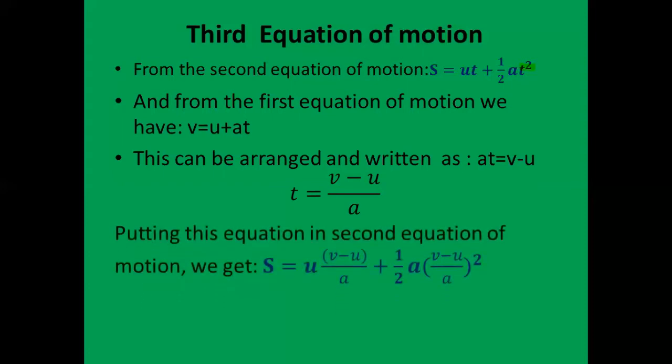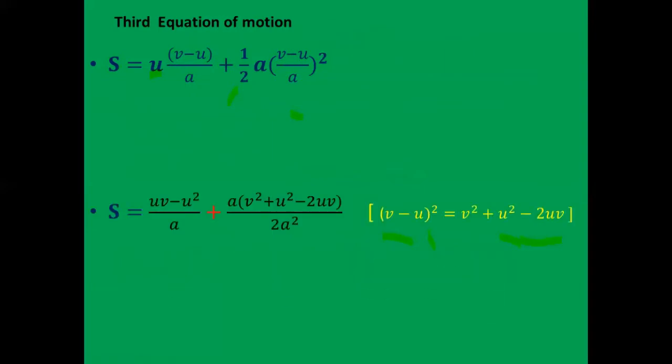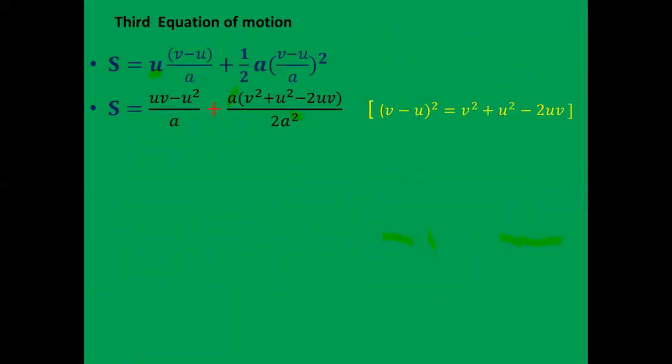So we can put t is equal to (v minus u) by a in the second equation of motion. Then the second equation of motion becomes s is equal to u into, instead of t we put (v minus u) by a, plus 1 by 2 a t square. Instead of t, we write ((v minus u) by a) square. Then s is equal to u (v minus u) by a plus 1 by 2a ((v minus u) by a) square.